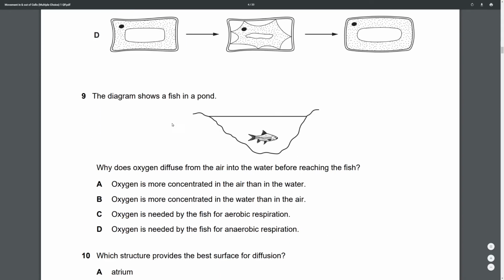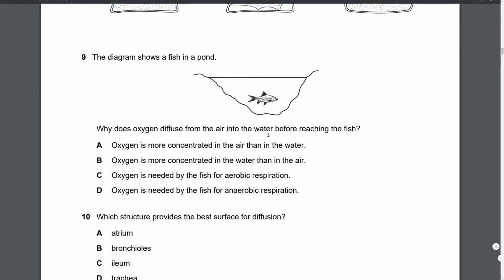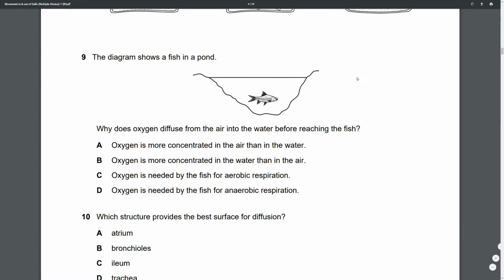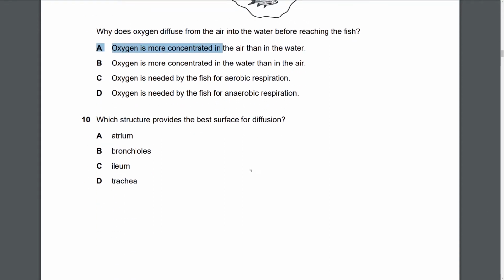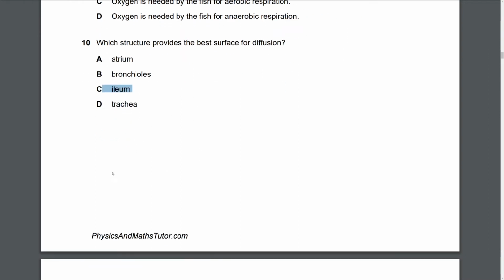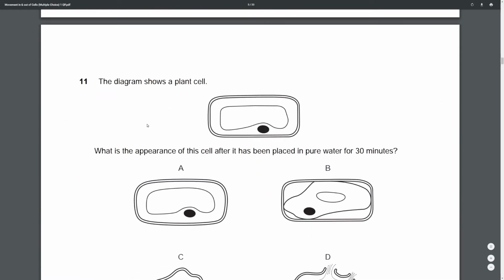The diagram shows a fish in a pond. Why does oxygen diffuse from the air into the water before reaching the fish? Oxygen diffuses into water because it's more concentrated in air than water. So this would be A. We still haven't taken this, but which structure provides the best surface for diffusion? This would be the ileum. But we still don't need to know about this, so don't worry about that.